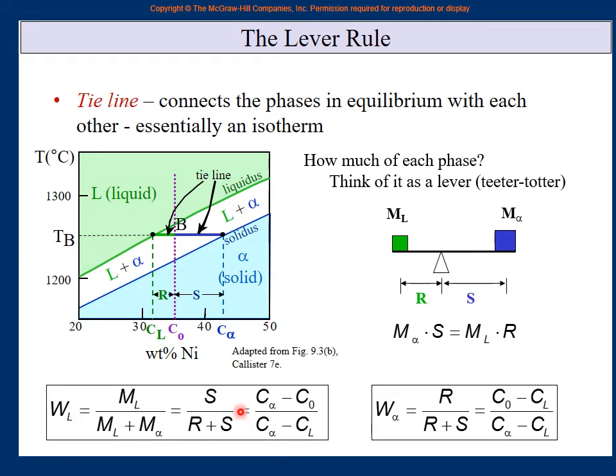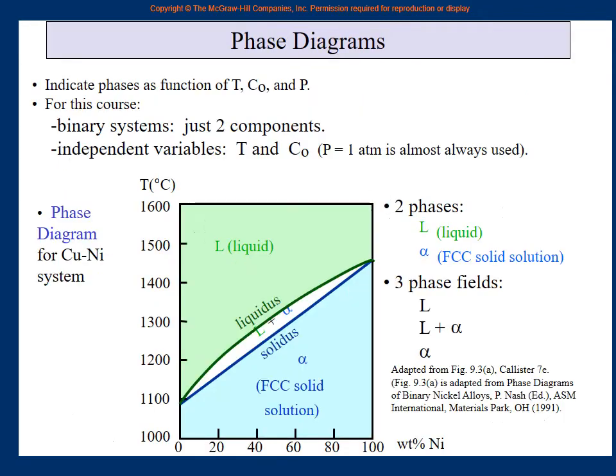Mass of liquid is solid minus original, and mass of solid is original minus liquid, right? The same thing. For solid, go to this side, divided by total length. For liquid, go to the other side, divided by the total. So we have recapped it for you so that it becomes important. So we are just doing the same thing here.